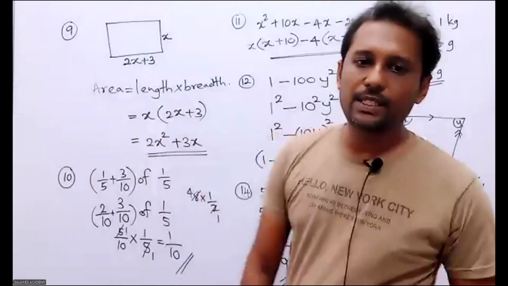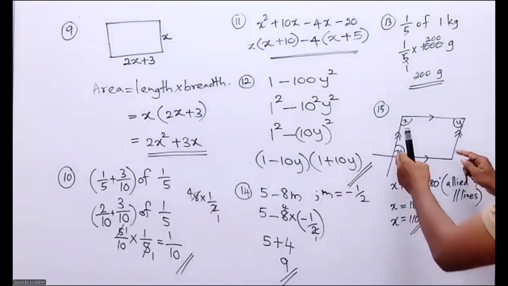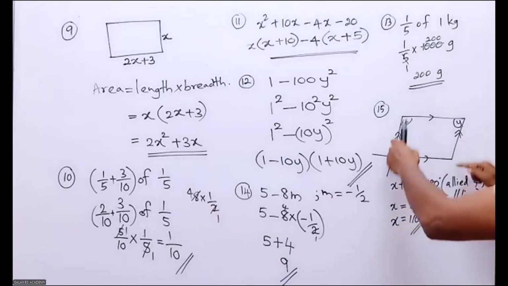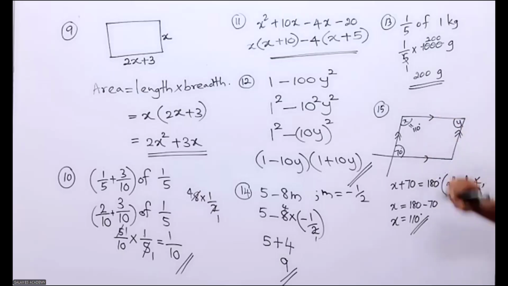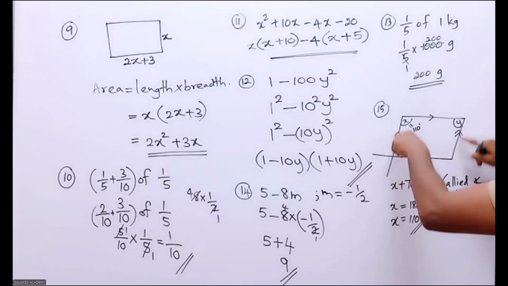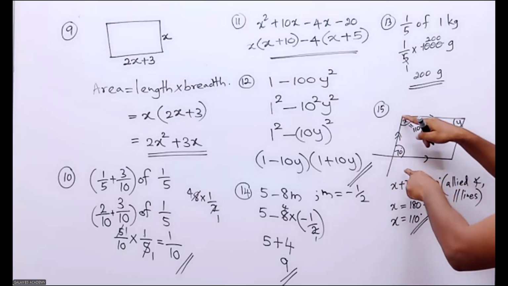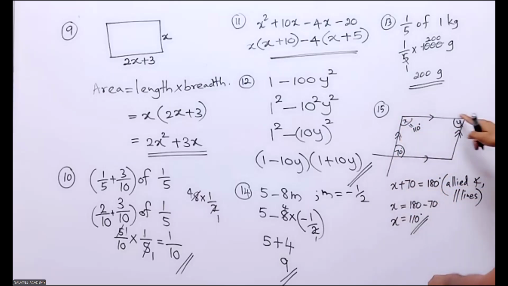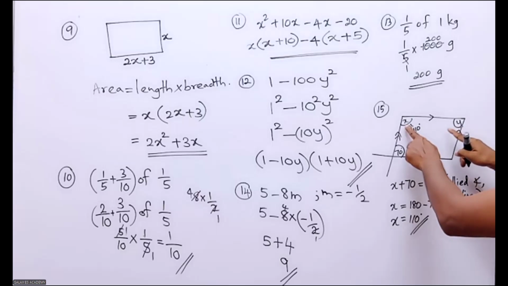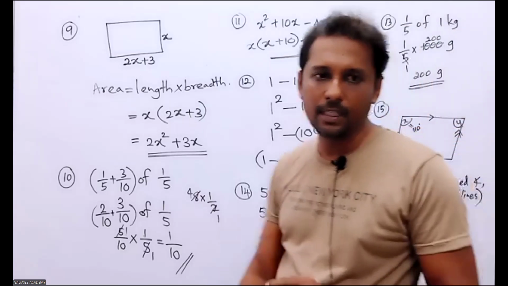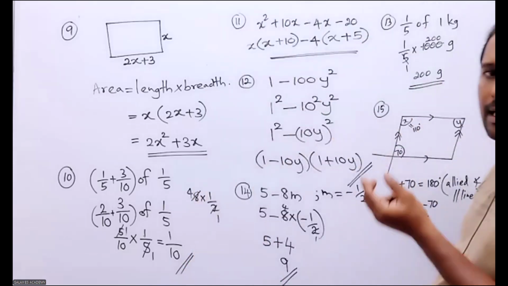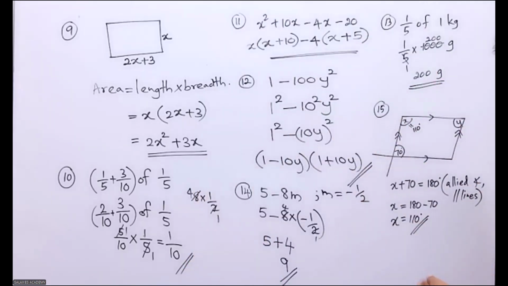Also, in this question, this diagram given, these two lines are parallel again. I found this one as 110 degrees. So if these two lines are parallel, another capital C shape you can see here. These two, x and y, are also allied angles again. Right? So I can apply the theory again here.